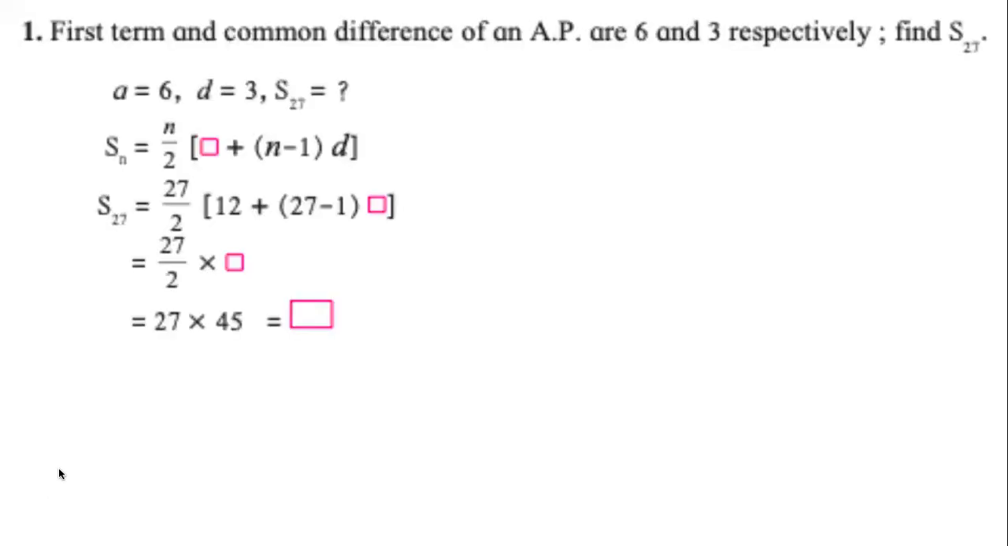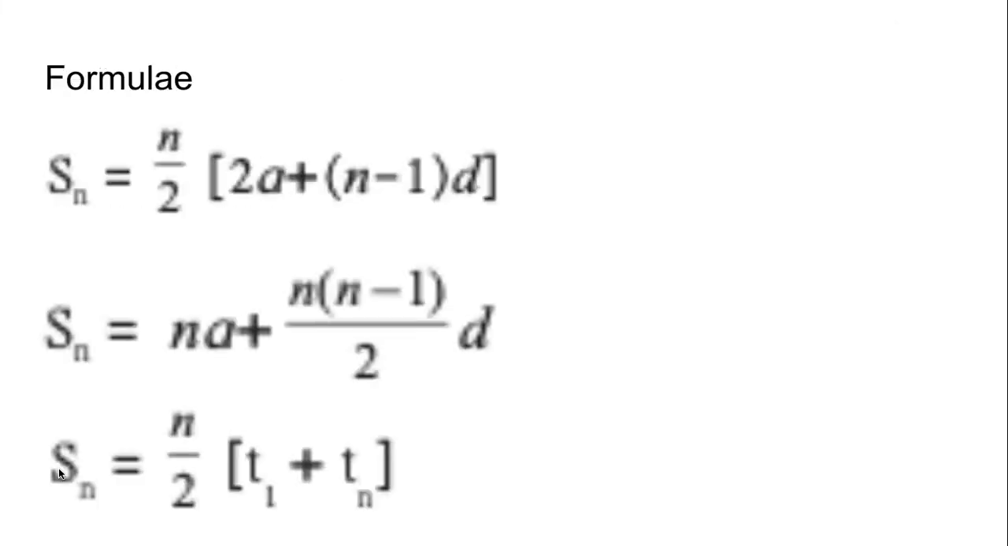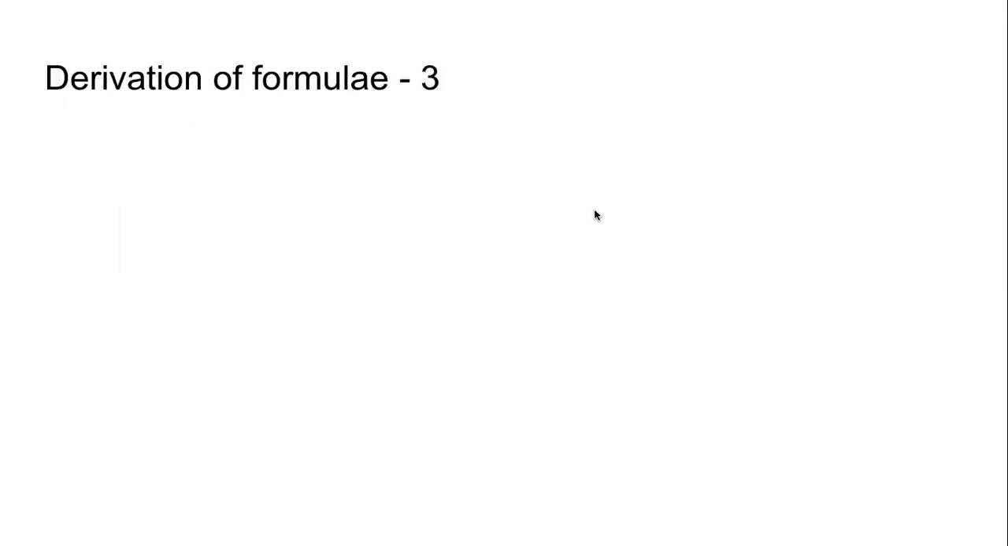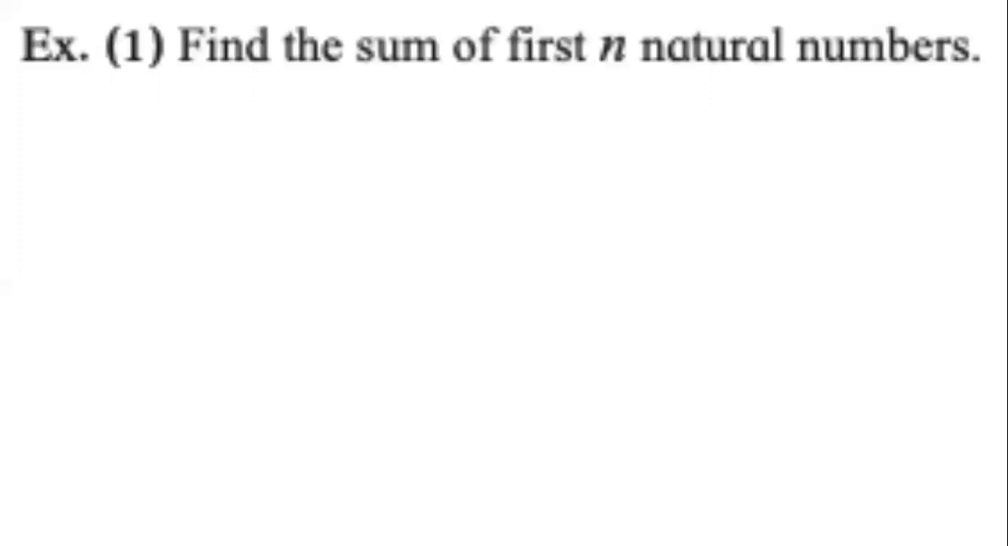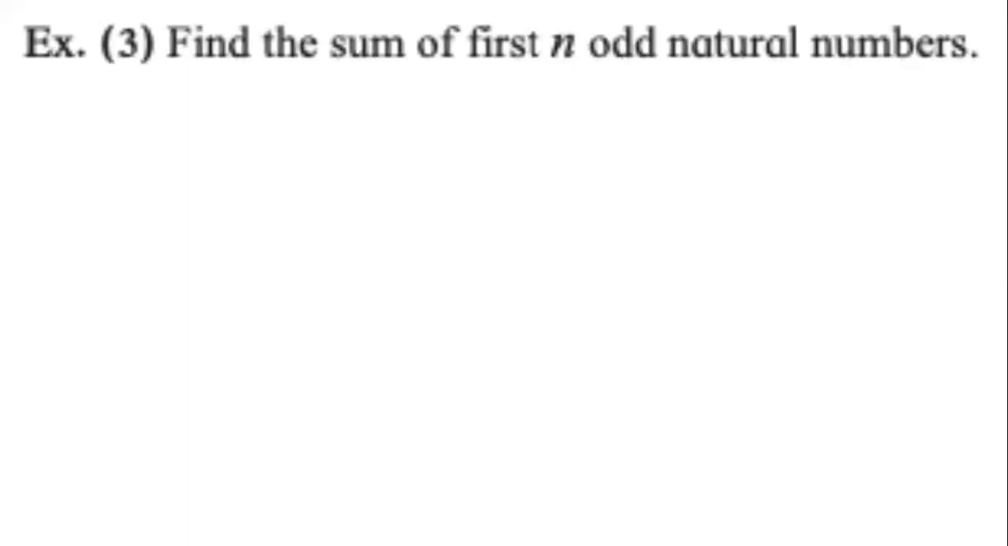What we will do in the next class is we will understand how this formula came up. Why Sn equals n by 2 within brackets 2a plus n minus 1 into d. Why we can also say it is equal to na plus n into n minus 1 by 2 multiplied by d, and why it is equal to n by 2 multiplied by t1 plus tn. We will understand that. We will also understand the sum formula for some specific examples, that is sum of n natural numbers, sum of n even natural numbers, sum of n odd natural numbers, because these are the situations where we don't need to start from the basic formula.